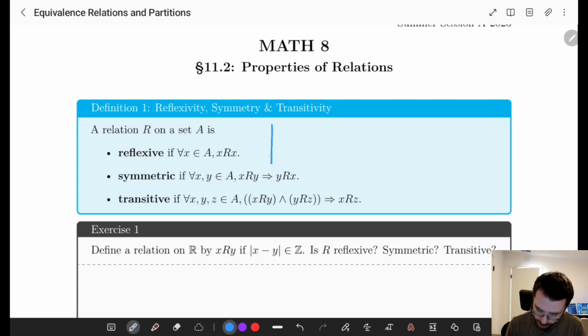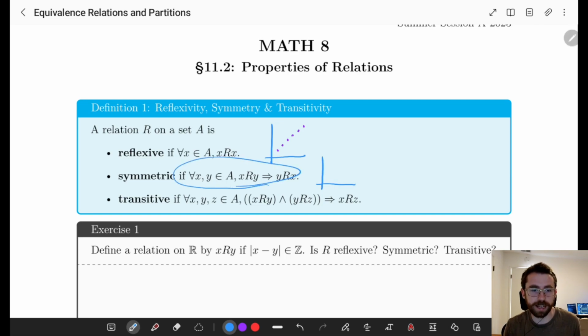In terms of a graph within A cross A, reflexivity would mean the diagonal is completely filled. So whatever your set is, every element being related to itself means the diagonal is filled. Symmetry, on the other hand, is sort of like symmetry of matrices, at least when you graph it. Technically, the definition is, if x is related to y, then y is related to x.